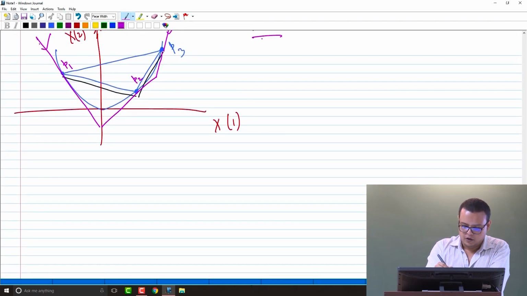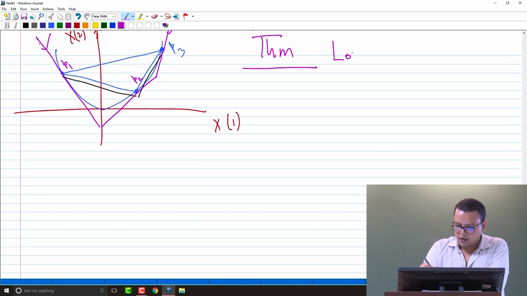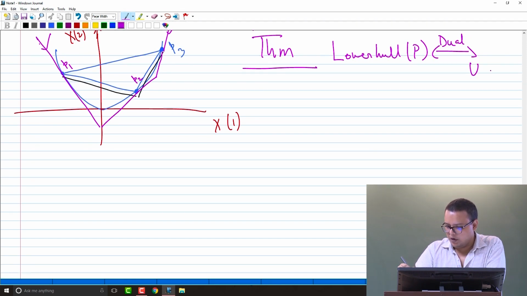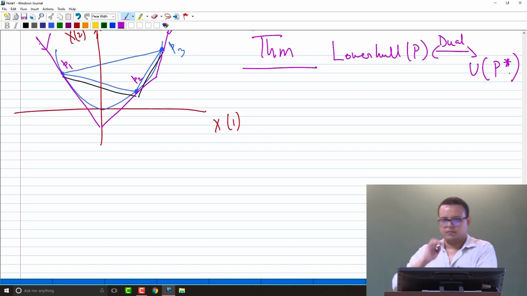So the theorem that we want to prove is: the lower hull of P is dual of the upper envelope of P star.